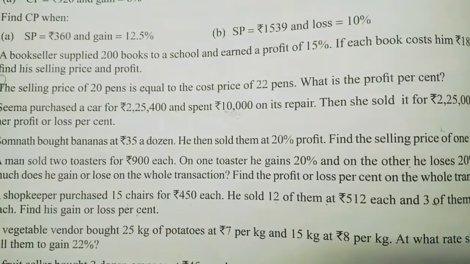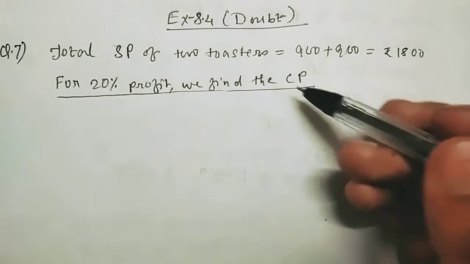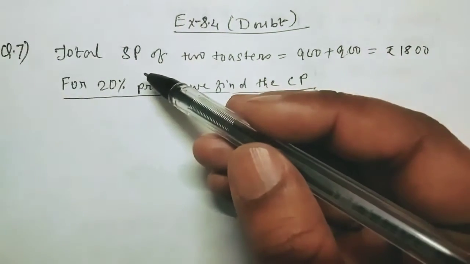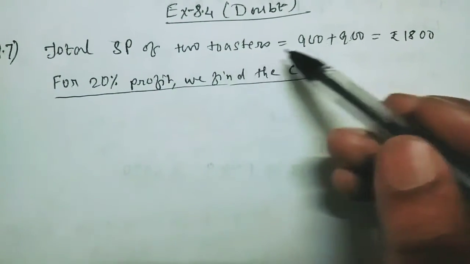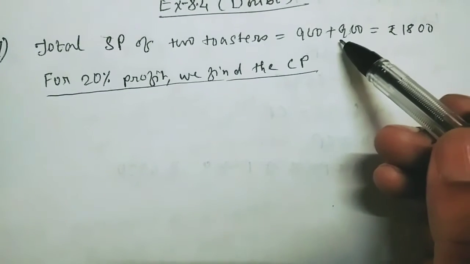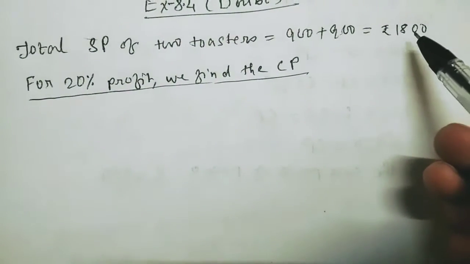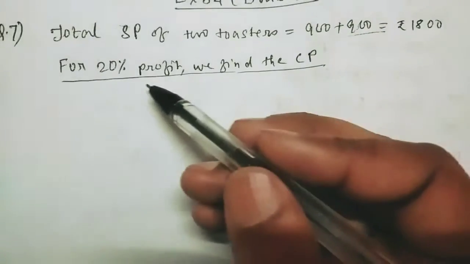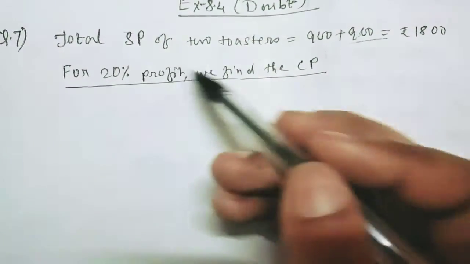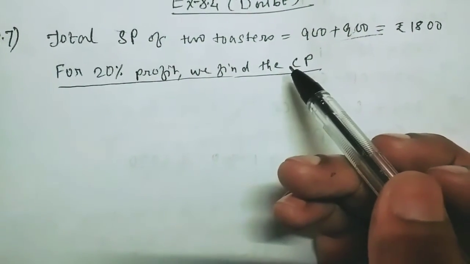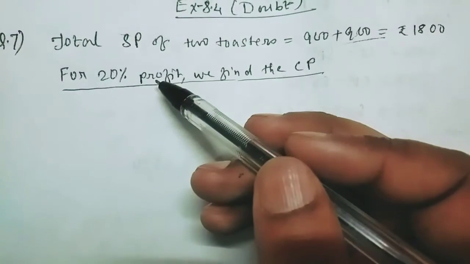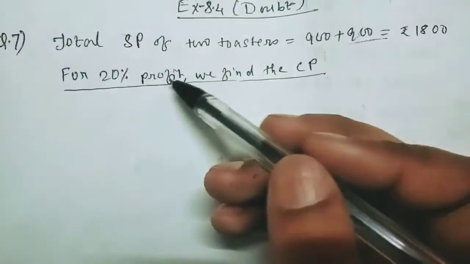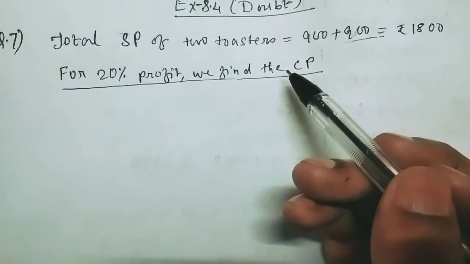Okay students, now in question number 7, the total SP of two toasters, that means the selling price of two toasters, is 900 plus 900 equal to rupees 1800. Now one by one we'll find the CP, that means cost price. First, for the 20% profit he got, we'll find the CP.